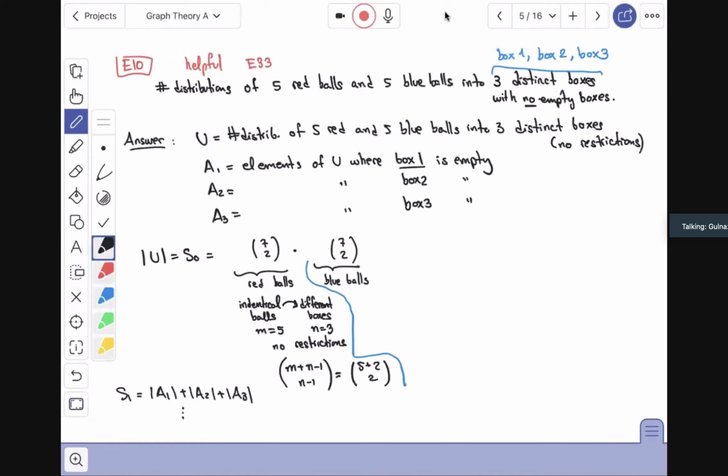You're going to say S1 would be 1 empty box? Yeah, for each one, right? Remember that here you have 3: A1 and then A2 and then A3. And when you compute A1, you only use box 2 and box 3. So now your n becomes 3.